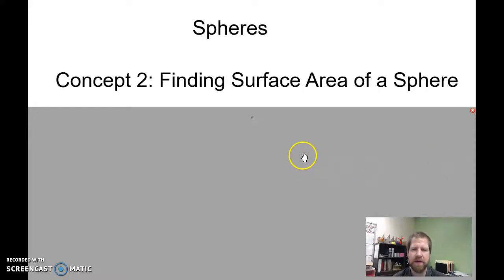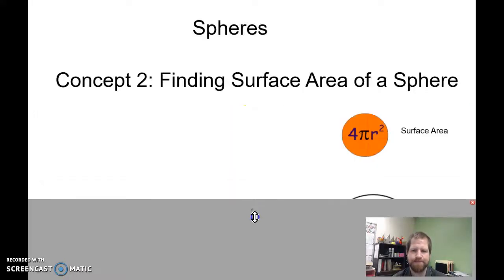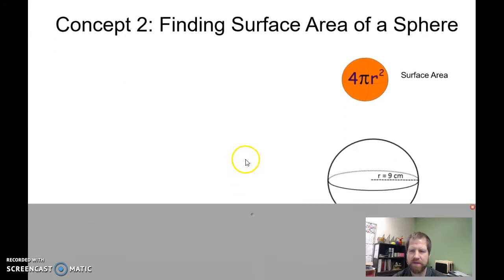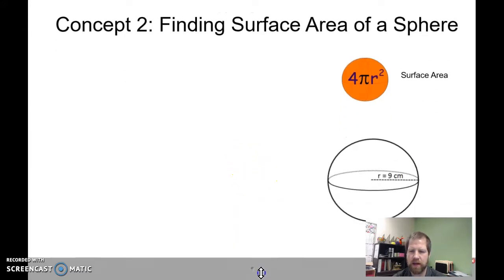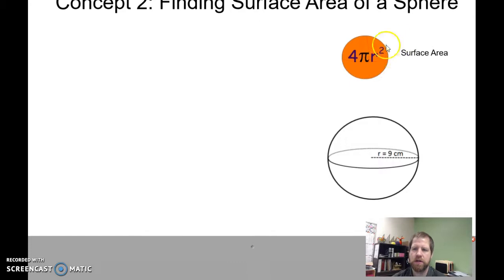Concept 2, finding surface area of a sphere. So the surface area of a sphere has a formula similar to the volume of a sphere. And this is part of the reason why it's sometimes hard to remember the formula for surface area and the formula for the volume. Okay?